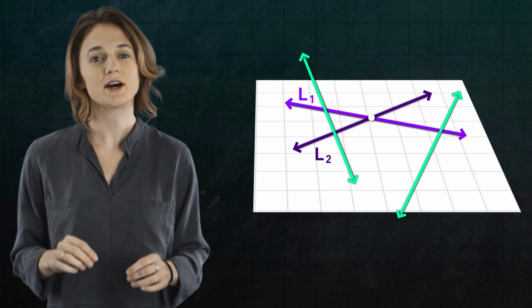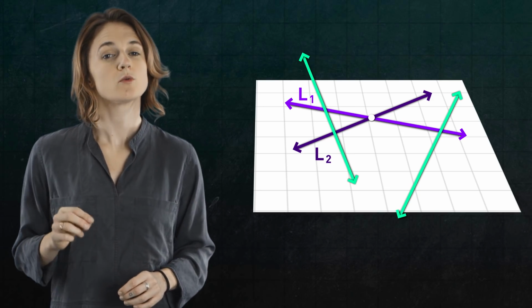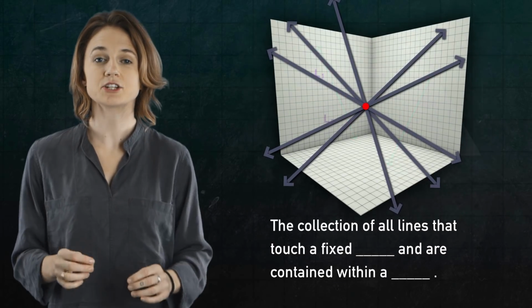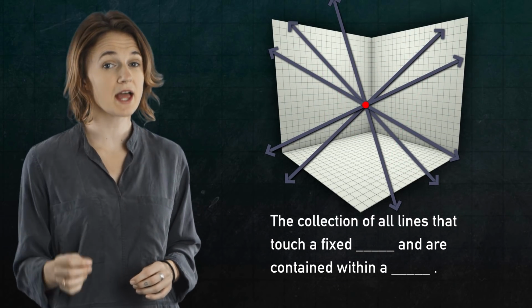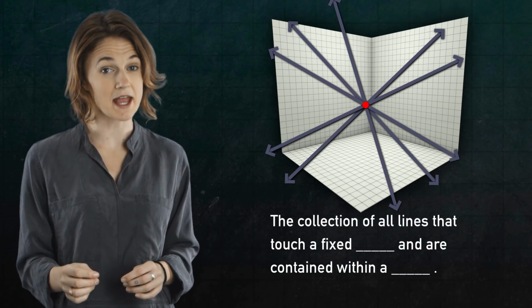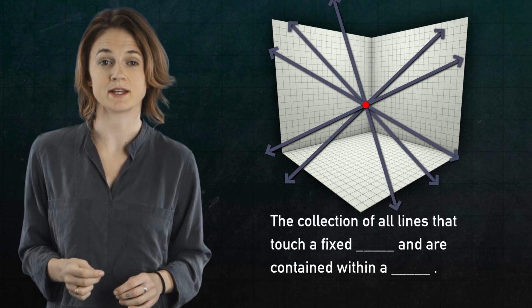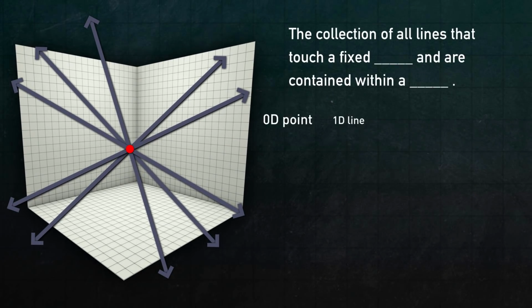The second type of line that intersects both L1 and L2 are the lines contained within this plane, like this or this. But to solve this more rigorously, we'll describe different sets of lines using a template, the collection of all lines that touch a fixed blank and are contained within a blank, and fill each blank in with the smallest one of the following: 0D point, 1D line, 2D plane, or 3D space. We'll encode the template in a string of 2 zeros and 2 ones, where the ones indicate how you fill in the blanks. That's a lot to follow, but let's see some examples.